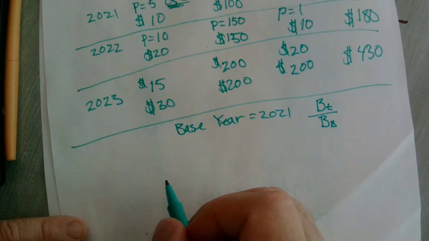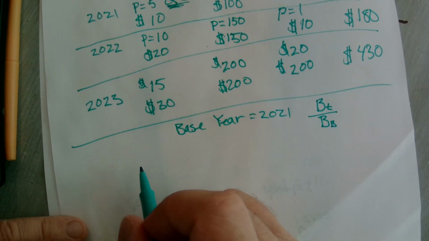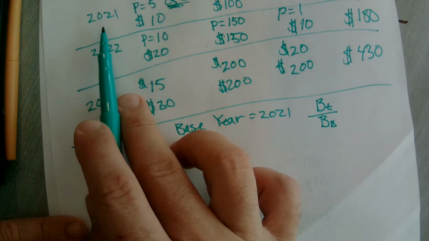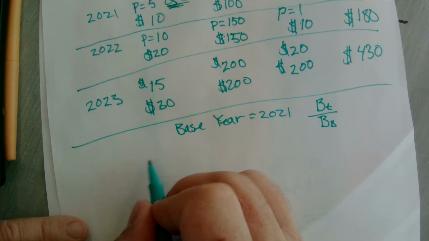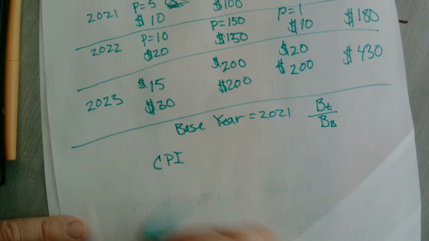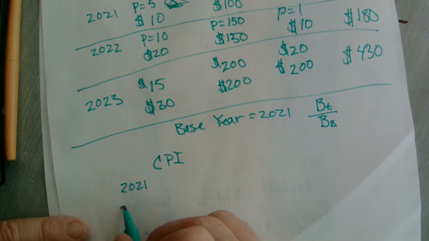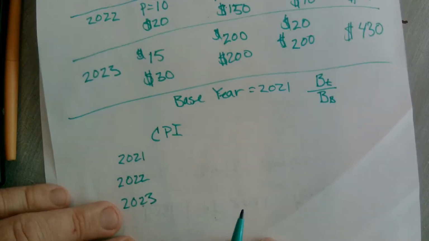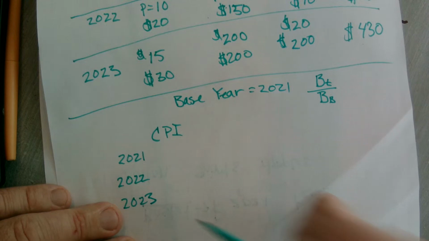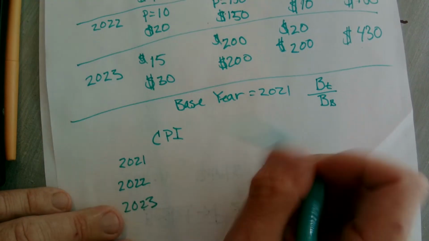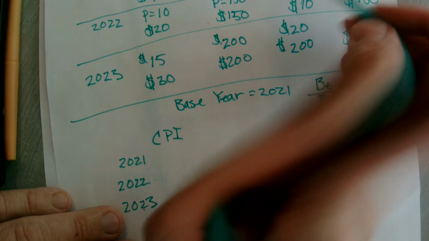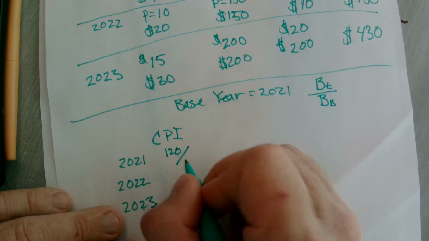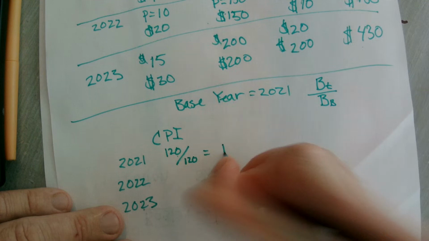So very simply, let's look at 2021. We said that 2021 is our base period. So what's the price of the basket in 2021? Let's do a CPI, and we'll do 2021, 2022, 2023. Okay. So in 2021, it's the price of the basket in that year, which is 120, divided by the price of the basket in the base year. Well, we said the base year was 120, so that's 120 over 120. That's going to be equal to 1.